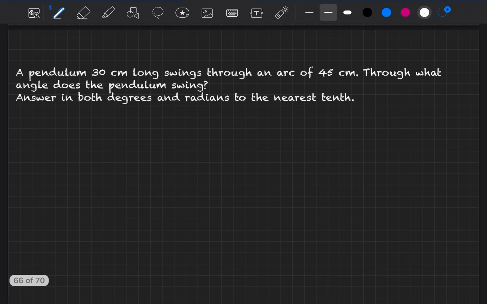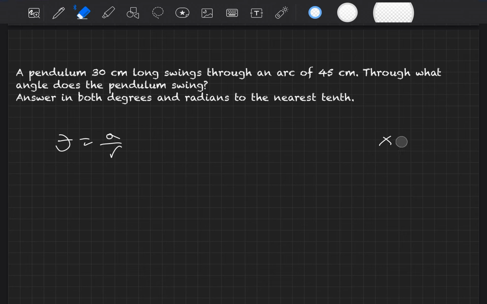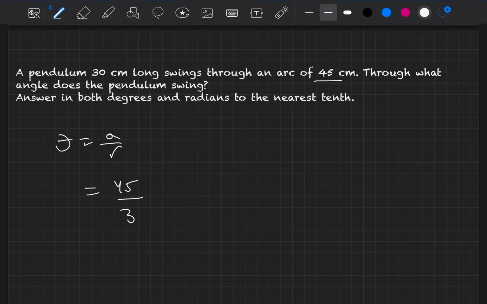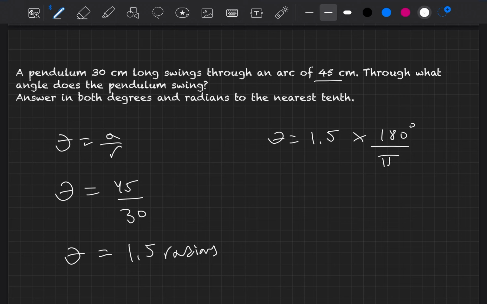Okay, try this one. Pendulum question, theta is equal to a over r. So we can do theta equal to 45 over 30, because we know the arc is 45, and then we would find 1.5 radians. And then from there we can go 1.5 times 180 over pi and find it in degrees. So this found us the radians, and then this found us the degrees.